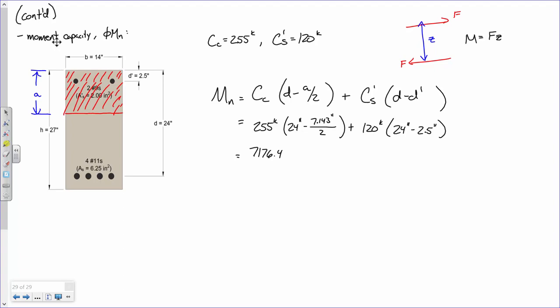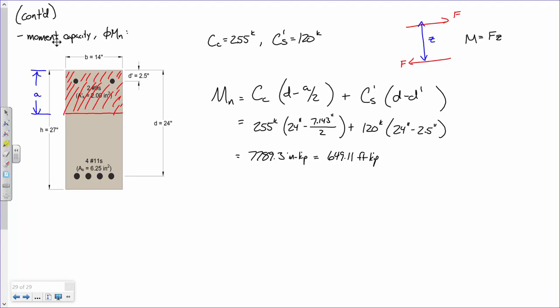I'm getting a little bit of a different number. That's what I got, 7789.3. Equals, and what's that in foot kips? 6.49. Sound good? Now what was phi for this?